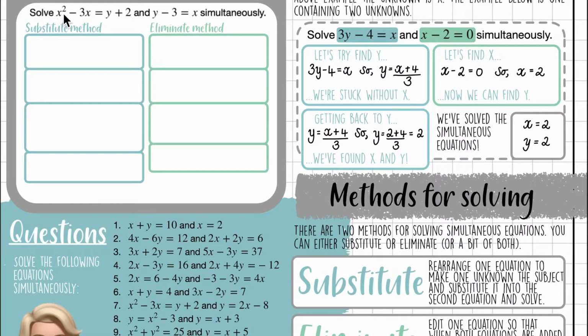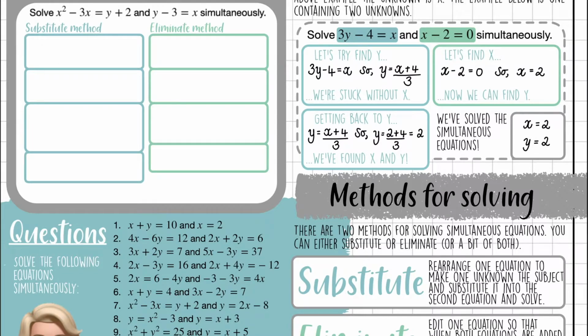So here we have x squared minus 3x is equal to y plus 2, and y minus 3 is equal to x, and we're told to solve them simultaneously, i.e. we need to find the value of the unknowns x and y that satisfy both these equations. Like I said, there's no rule for which method to use. However, I do tend to find that when there is an equation here that looks pretty simple, I tend to go with the substitute method rather than the eliminate method. So let's go over the substitute method first.